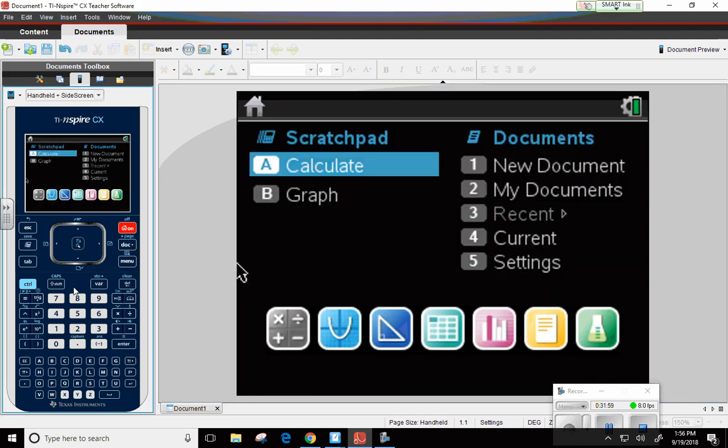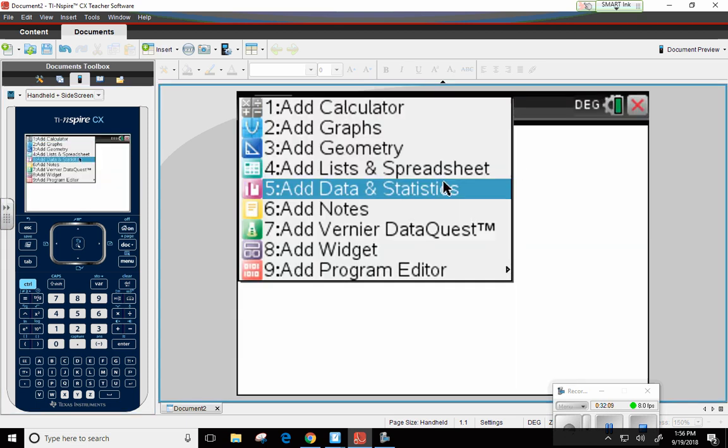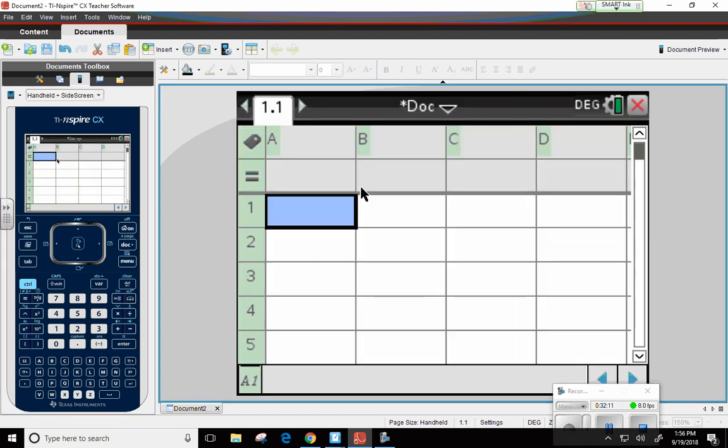So I'm going to go to my home screen. Let's say that I do want to go ahead and plug all this data in. Where do I start? Okay, so list and spreadsheets. New document, list and spreadsheets. And of course we can type in height and weight. I'm just going to take the easy road, say X and Y. Now this is just going to take a moment to type all these in.